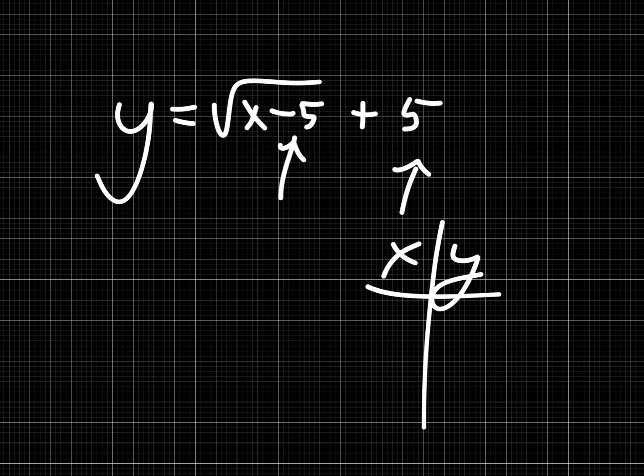Okay, so what are some points? Well, you could just try putting in 0, but then you're going to be doing square root of -5. That's not going to work. So then you throw that out and go, I'm not doing 0. And I can't do 1, and I can't do 2, because they're all coming out to negative numbers. What's the first number that would work?